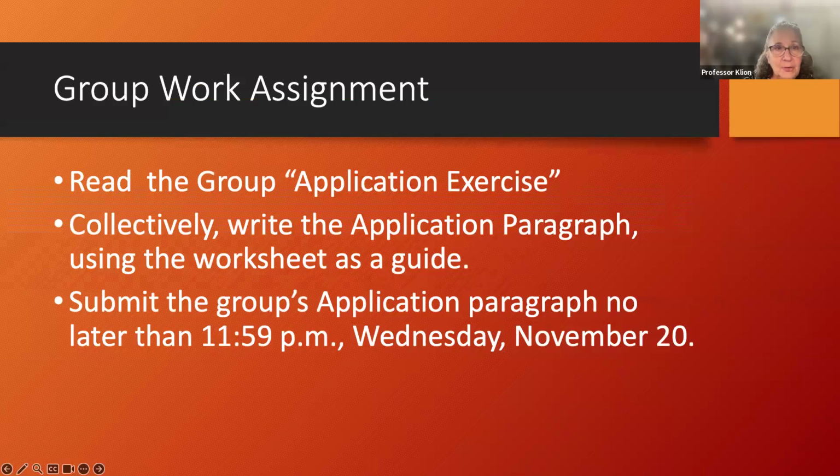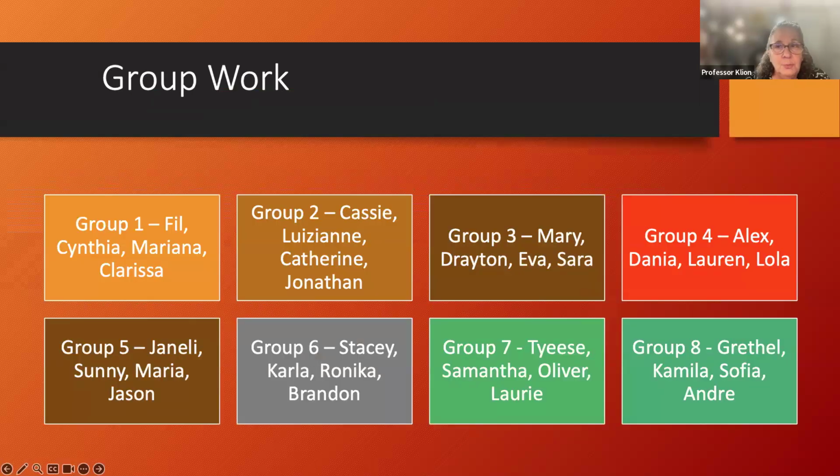The group work assignment is to read the group work application exercise, which is on Canvas. And then for your group to collectively write an application paragraph using the worksheet as a guide. And you must submit that application paragraph on Canvas no later than 11:59 Wednesday night. You should recognize these groups because you are going to be relying on the explanation paragraph you turn in. So based on that explanation paragraph, you are in the same group for this application exercise.